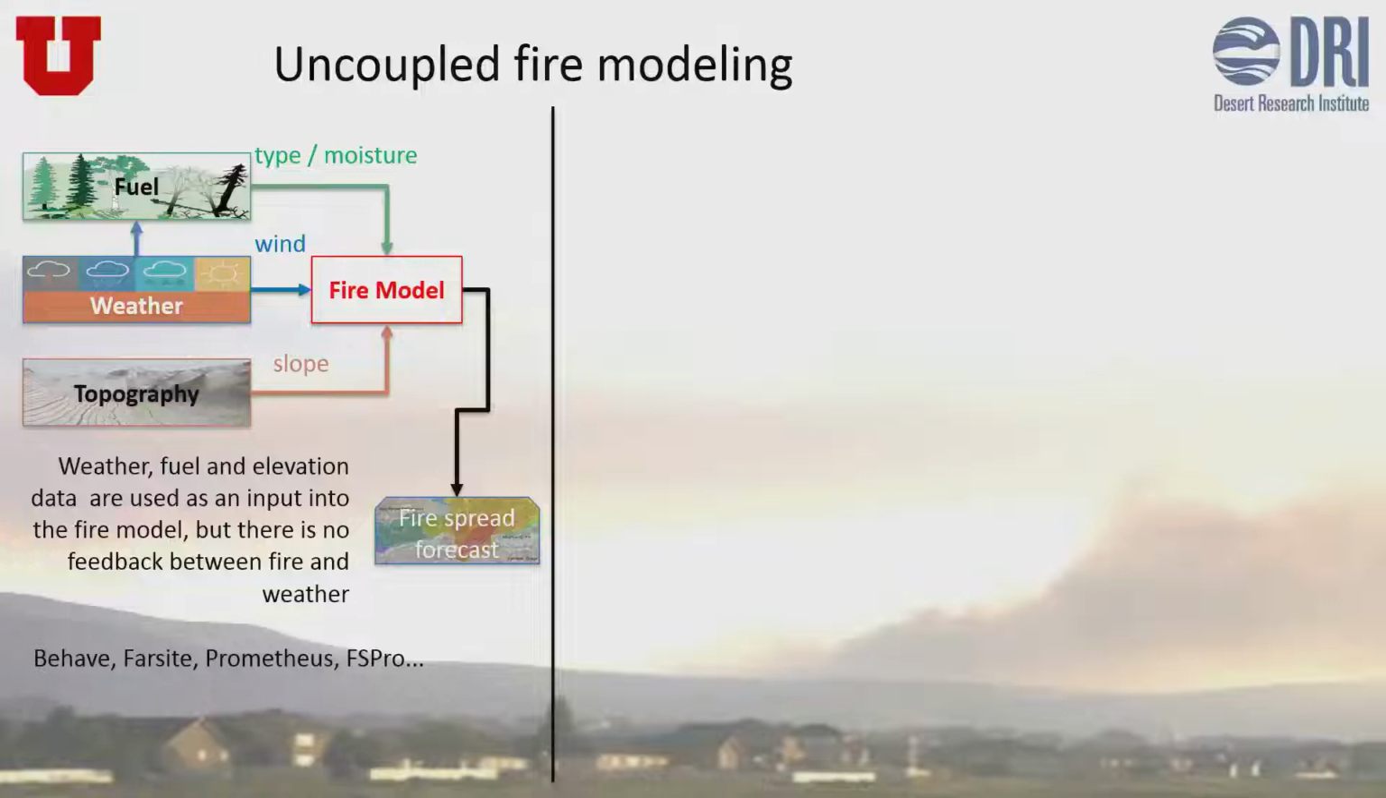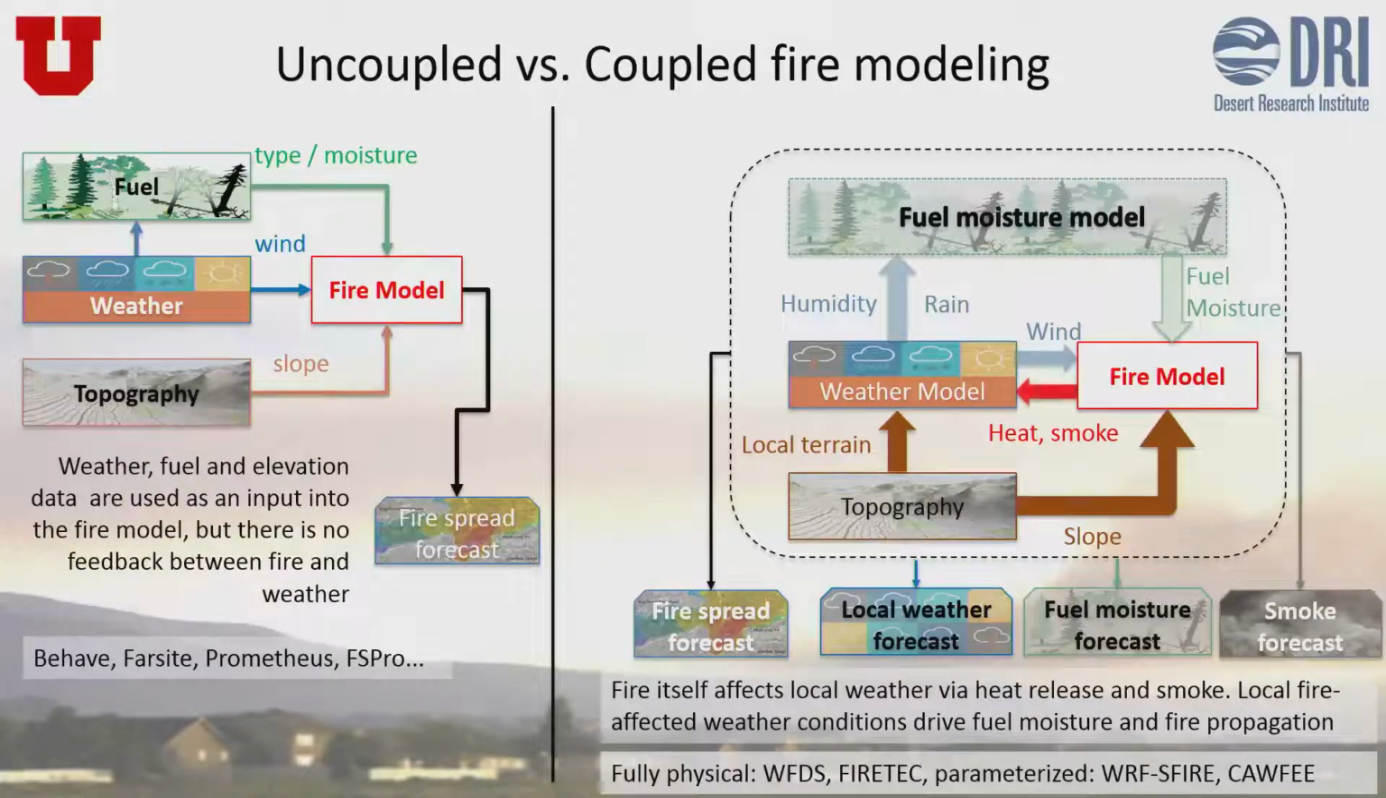So that's one way how you could do that, but you could do something slightly different, which is coupled atmosphere fire modeling. So basically, in this case, what you have is the same set of data, but the biggest difference is that in this case you have a weather model which exchanges information with the fire model. So the weather model provides information about local winds into the fire model. But the fire model also provides information like heat release, moisture flux from the fire, or smoke, and all those inputs go back into the weather model, so the weather model can actually respond to the presence of the fire itself.